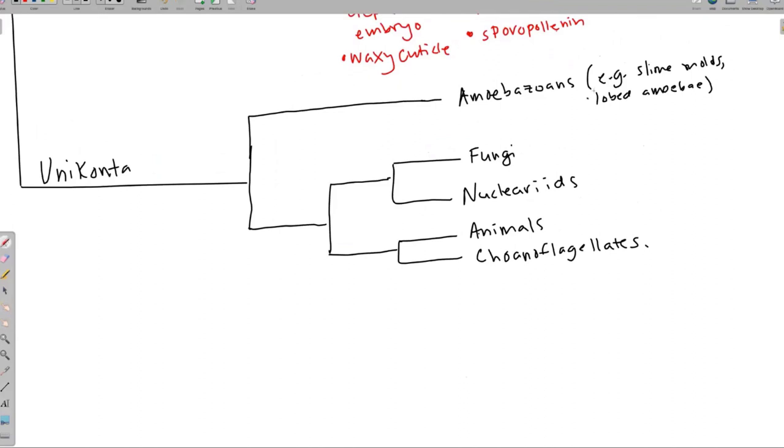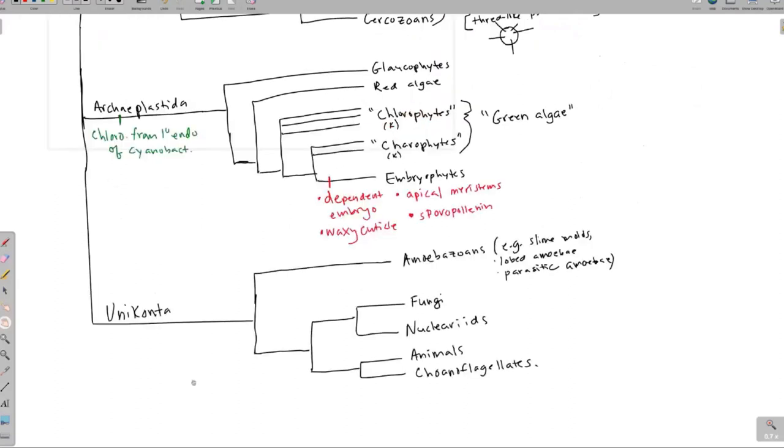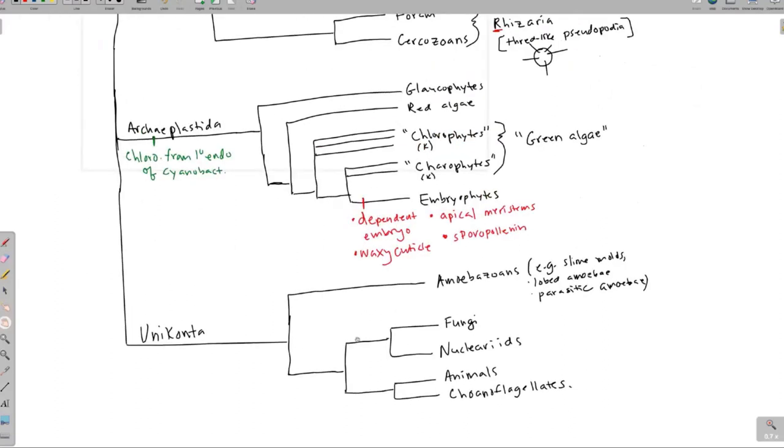If you get amoeba dysentery or something like that, those parasitic amoebae are also amoebozoans. All right, those are the eukaryote groups. And within this, we kind of reviewed some of the protist groups as well.